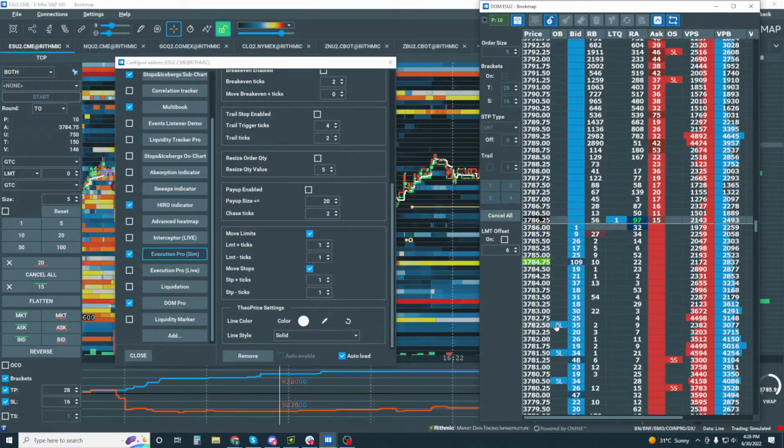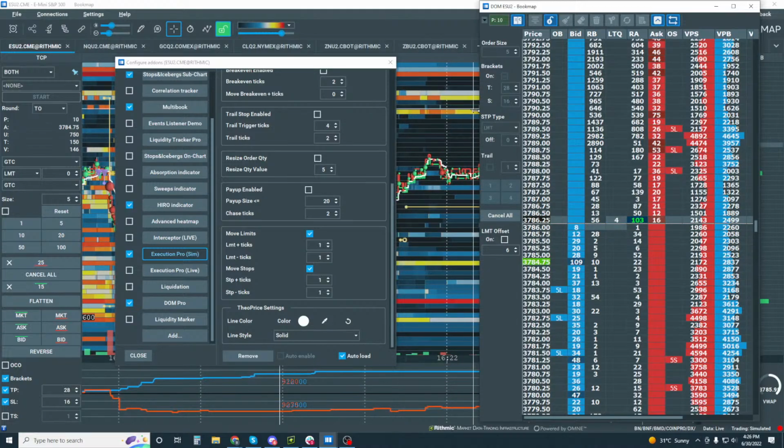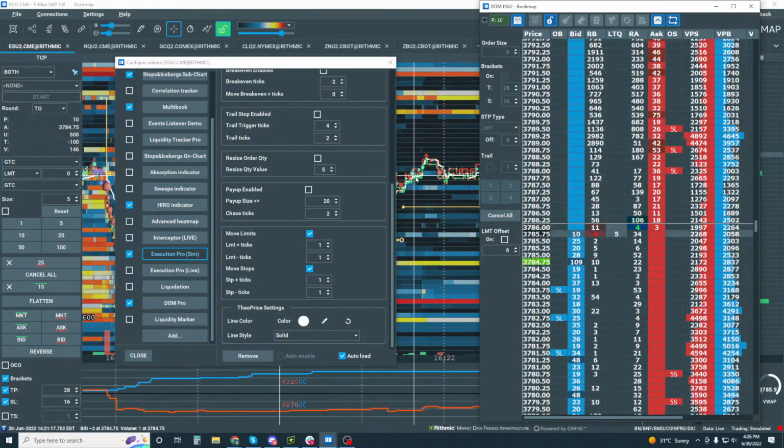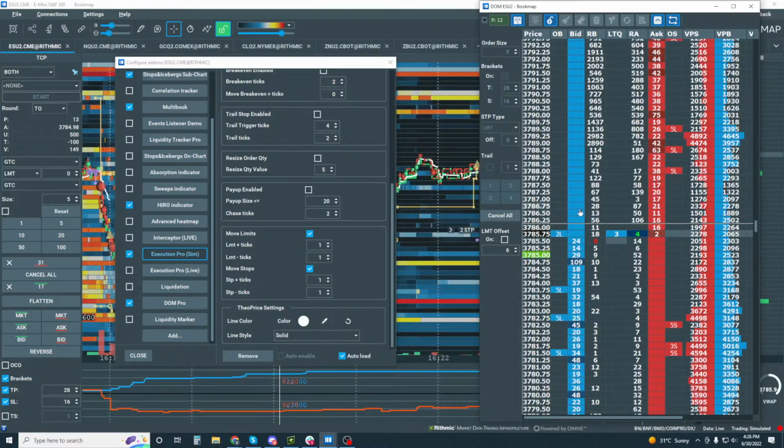as well as the DOM here. Boy, these are a little too far away. All right, so number pad. You can see I'm moving. These are for stops. See my stops down here, and then I actually place my stops here as well.